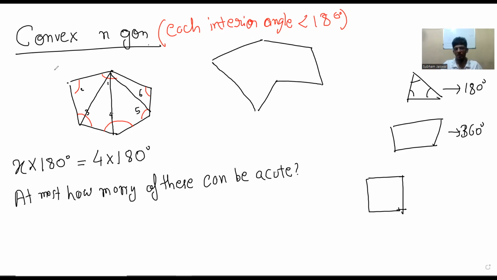In a hexagon, as we have drawn, any arbitrary hexagon, how many acute angles can you possibly draw? Means at max.